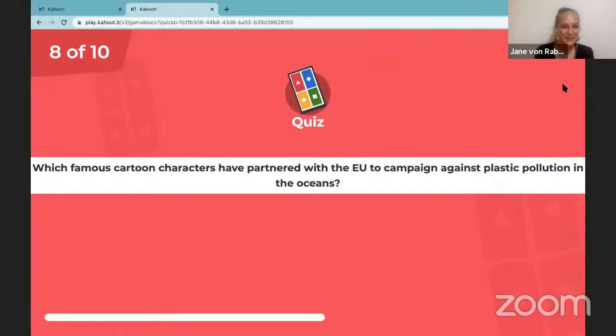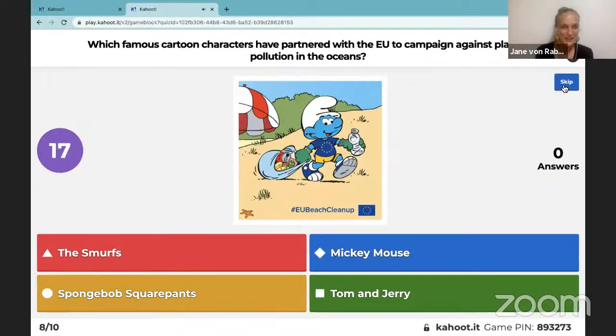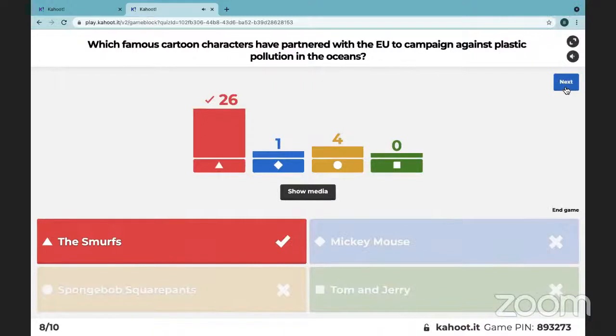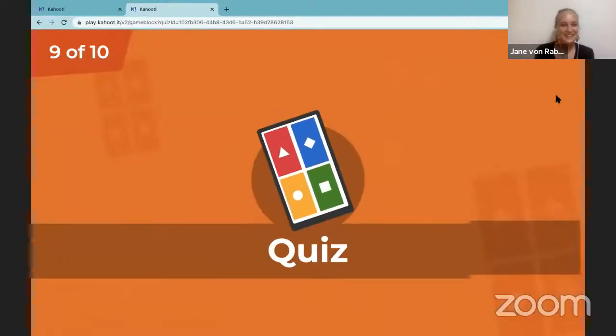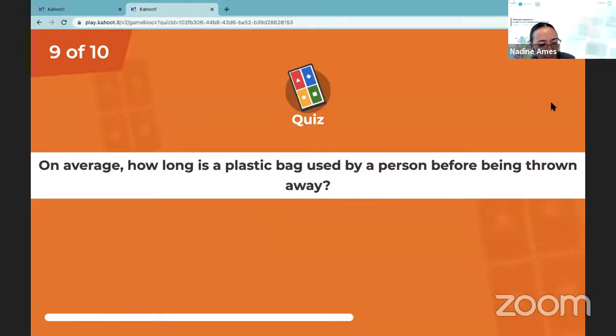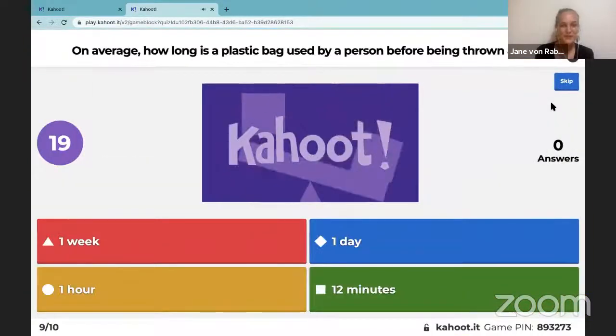Which famous cartoon characters have partnered with the EU to campaign against plastic pollution in the oceans? I feel like it should be SpongeBob SquarePants. I think that would be the most logical. Is the answer in the picture? Yeah, I guess that was a bit bad. Regina's still winning. On average, how long is a plastic bag used by a person before being thrown away?